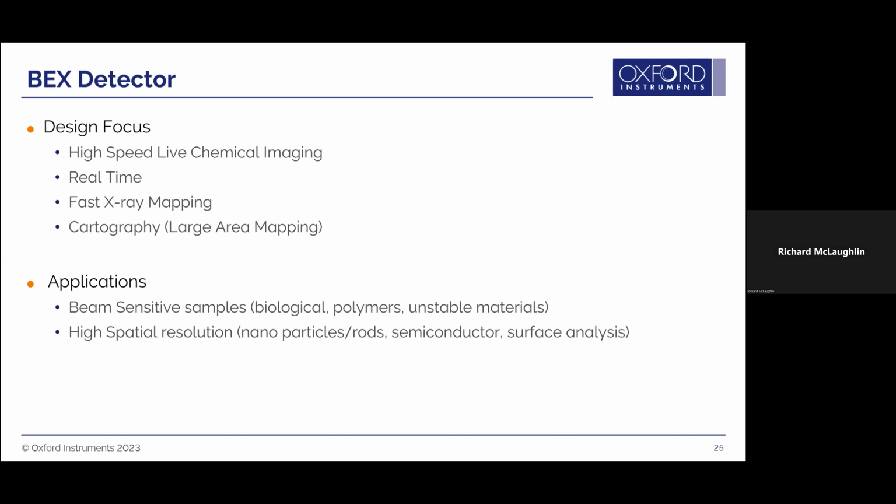Now, why was it designed? Well, it's designed for high-speed live chemical imaging in real time. It's also an excellent detector for fast X-ray mapping. And if you're doing a lot of large area mapping, the term we use now is cartography, it's incredibly fast. To compare it to mapping with a standard detector, having a BEX is like having 20 of those around your chamber. So that kind of gives you an idea of how much faster it would be if you had a single BEX compared to just one EDS detector.